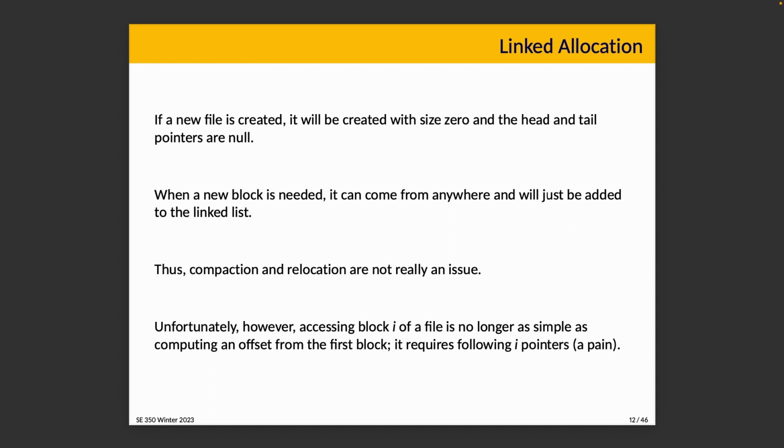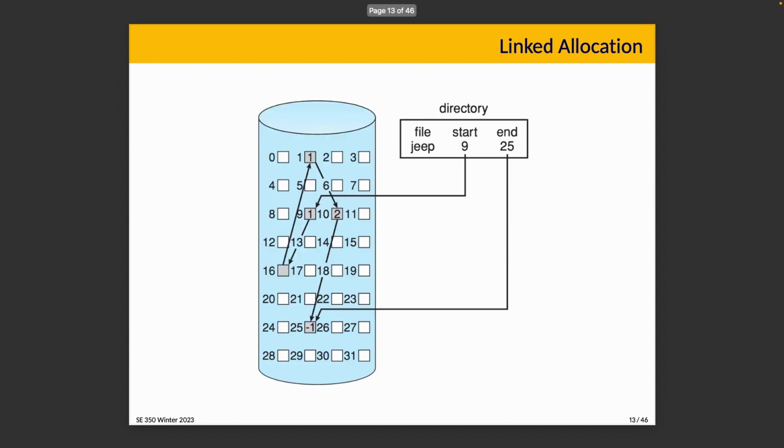Unfortunately, though, the problem that we have now is that accessing an arbitrary block I of a file is not as simple as just computing an offset and going there. Now instead we might have to follow some pointers. If it's in block 10, we might have to follow 10 pointers, including the one to the start of the file, to get there. And that's kind of unpleasant for random access. Right, for sequential access, we were going to iterate over the whole file anyway, so it doesn't really change anything. But for random access to a file, this is not nice because it requires us to follow a lot of pointers and do a lot of disk reads.